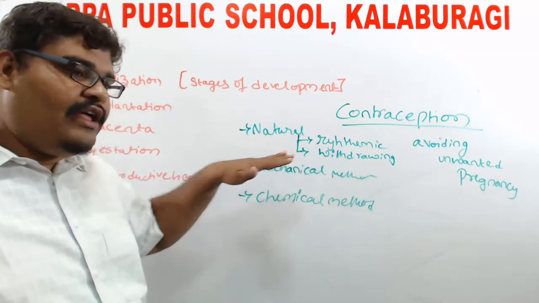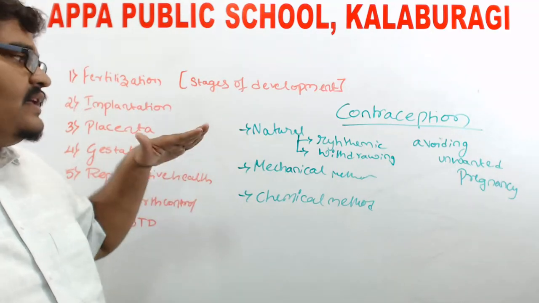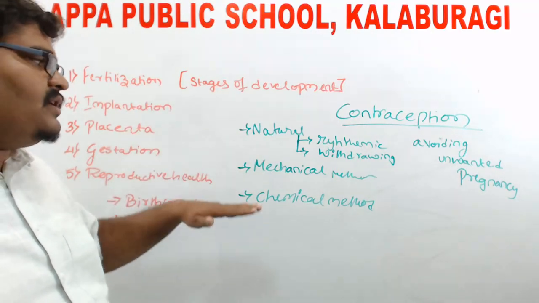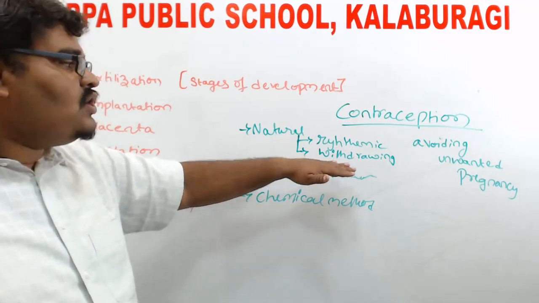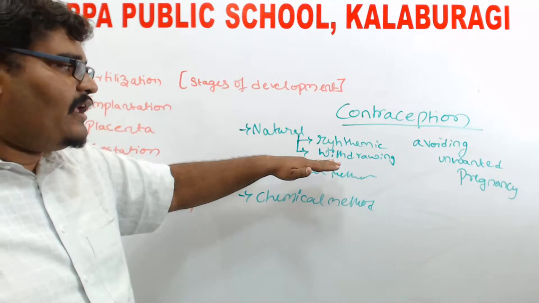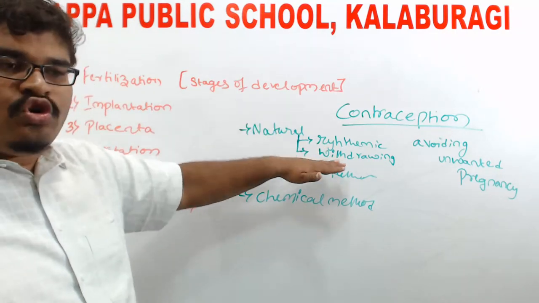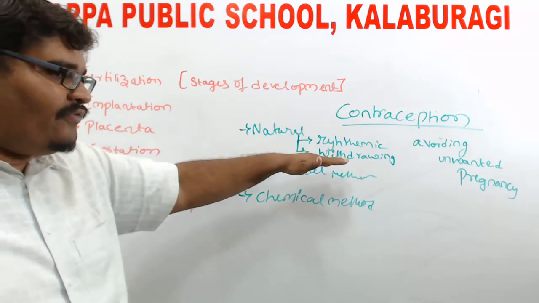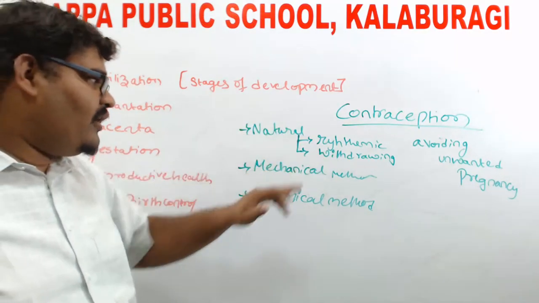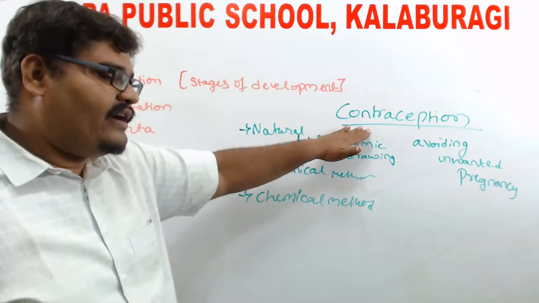And what is the withdrawing method? Immediately before ejaculation, the sexual intercourse is stopped. That is called the withdrawing method. When human beings undergo this method, there will not be any ejaculation within the vagina, so there is no pregnancy. The rhythmic method and withdrawing method are the natural methods of contraception.